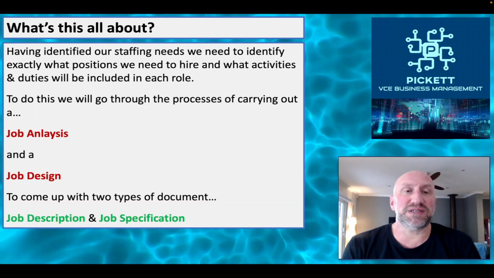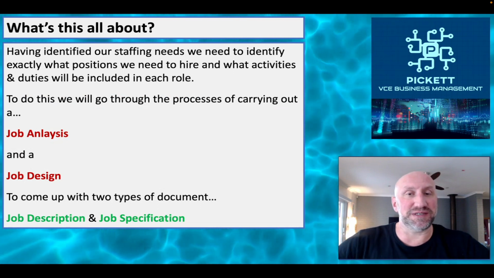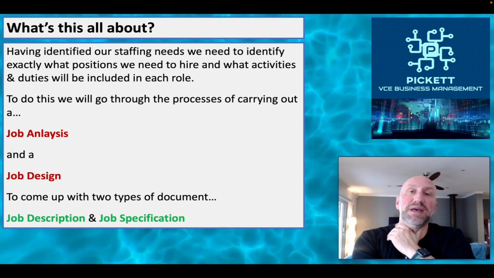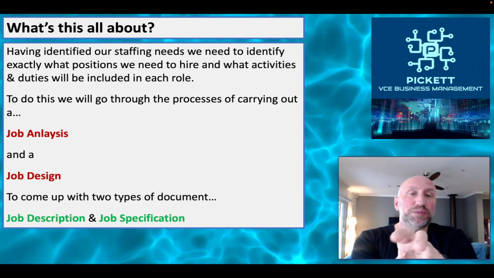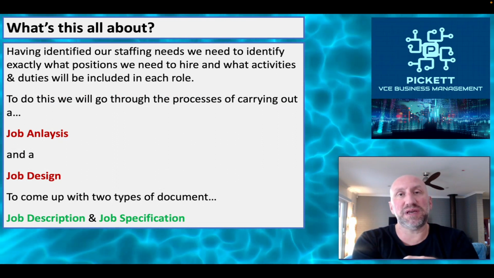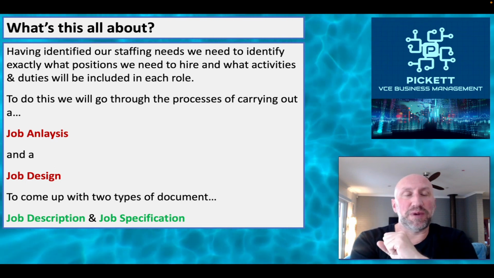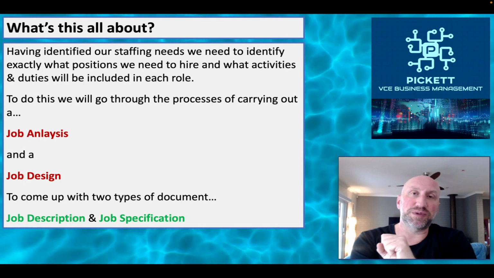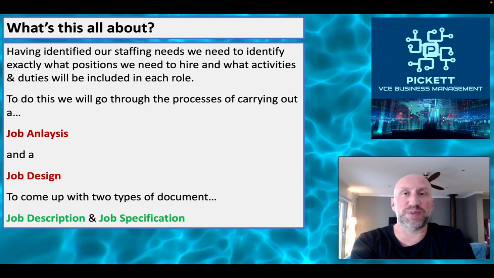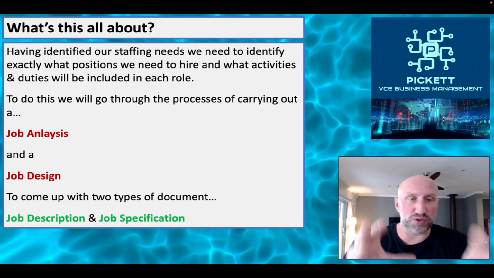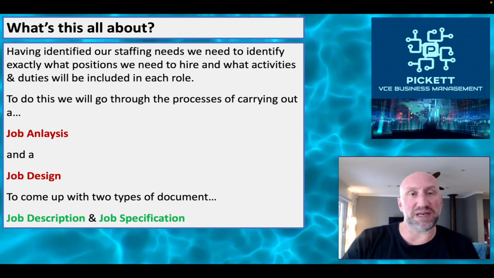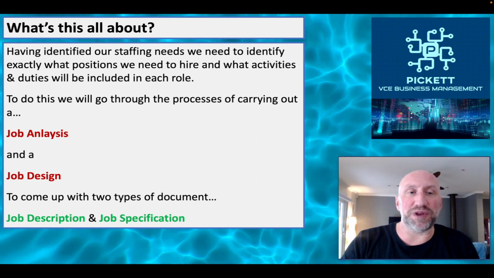So to do this, we go through a couple of processes. First off, what we call a job analysis, and then we can do a bit of job design, and using all of that information that we come up with, going through those two processes, we come up with two documents, a job description and a job specification. So in this video, we're going to talk about each of those four things in a little more detail, to tell you what they involve and what they're used for.